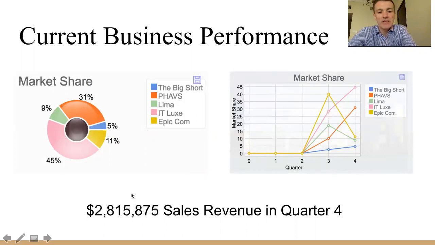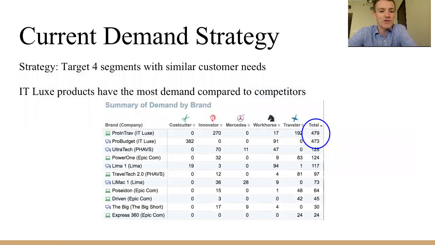Again, this number here has no context. Remember we talked about the comparison. There's no context to this sales revenue number. It doesn't mean anything to us. We're outside investors. So that could probably be sharpened up a bit, and get a little more focused on this one here. Current demand strategy.